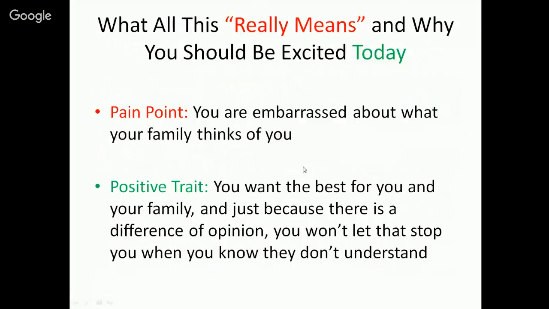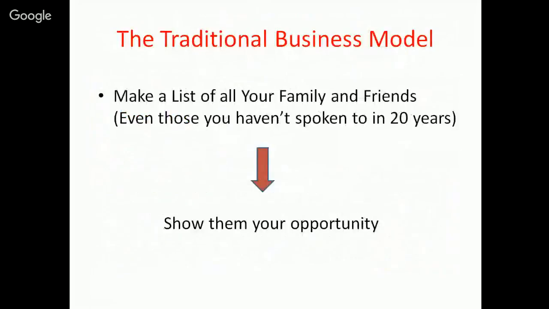So another reason you should be excited. First off, if you're embarrassed about what your family thinks of you, that's your pain. But the positive is you want to be the best for you and your family. Just because there's a difference of opinion, you're not going to let that stop you, okay? So I want to show you the traditional business model. This is the network marketing traditional model. Make a list of all your family and friends, even those you haven't spoken to in 20 years. So you call up your high school people, some people you haven't talked to in 20 years. Awkward, isn't it? Been there, done that. I know the drill. And you show them your opportunity.